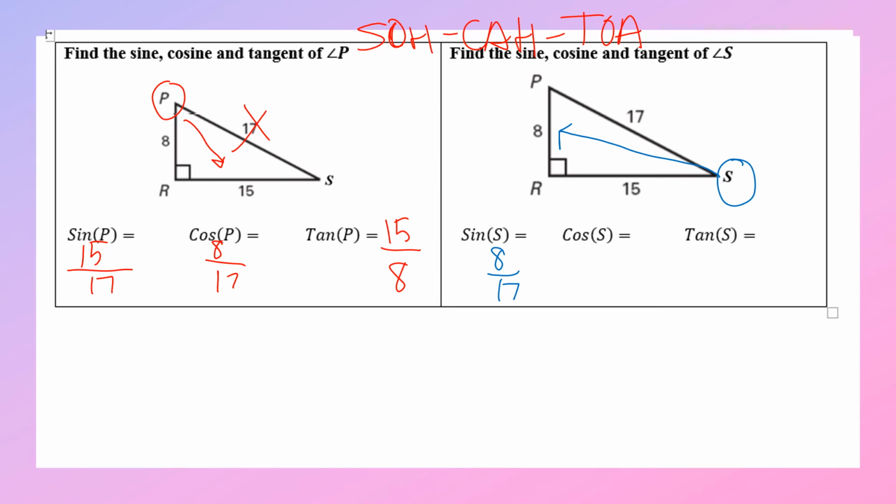So cosine of S is adjacent over hypotenuse, so the adjacent side is 15, the hypotenuse is 17. For tangent, it's opposite, which would be 8, over adjacent, which is 15. And you cannot reduce any of those, so you're just going to leave it as is.